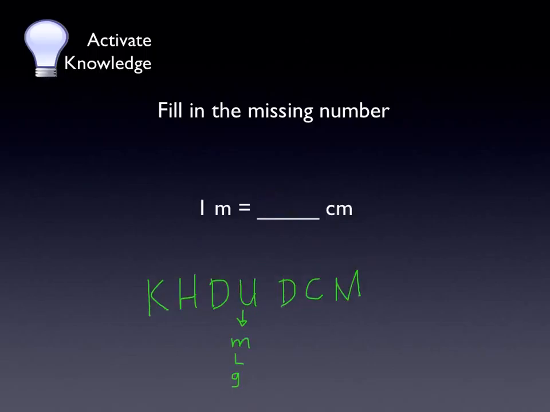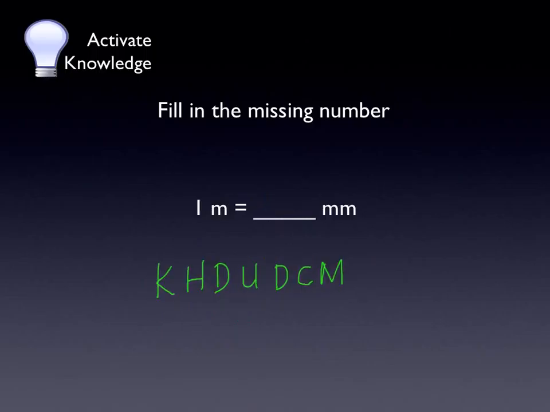Now we're going to convert from meters right here to centimeters. 1, 2. So 1 meter is going to be the same as 100 centimeters. Converting from meters to millimeters, 1, 2, 3. So that's going to be 1,000.